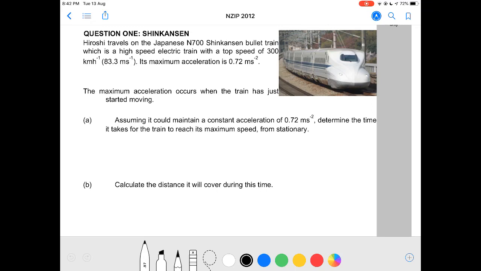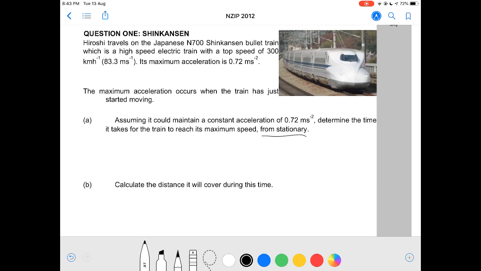Its maximum acceleration is 0.72 meters per second squared. The maximum acceleration occurs just when the train has started moving. Assuming it could maintain a constant acceleration of 0.72 meters per second squared, determine the time it takes for the train to reach its maximum speed from stationary. Okay, that's very important. From stationary. Once again, we're going to be noting down what we know and what we need to know.